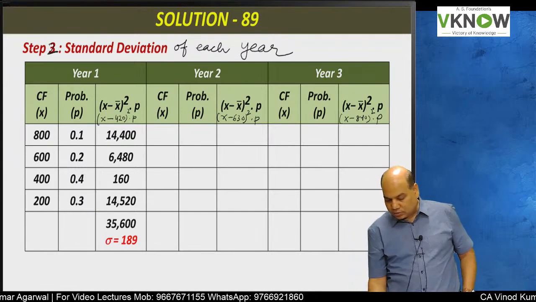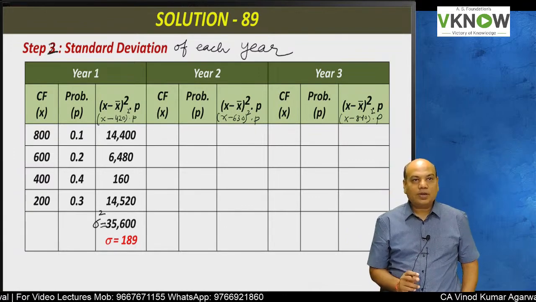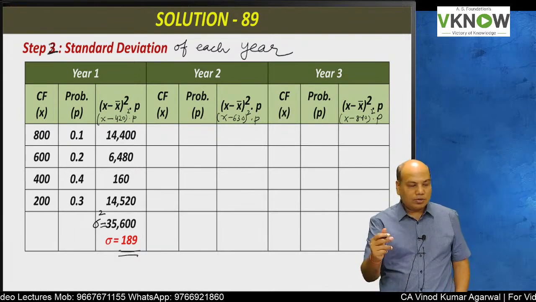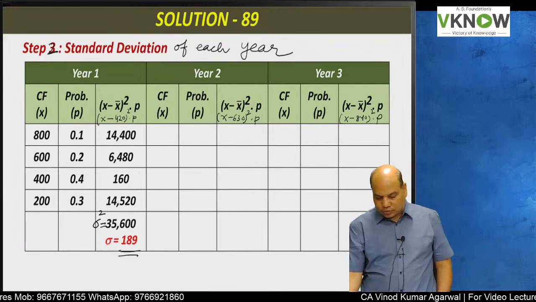This total is sigma square. Sigma square is 35600 and standard deviation, take the square root, round off. Square root is 189.